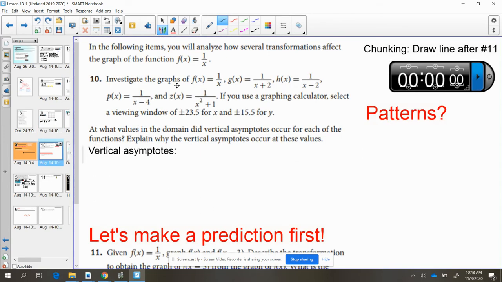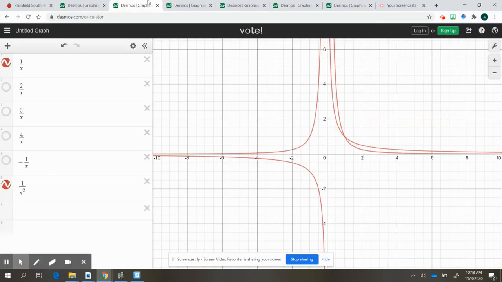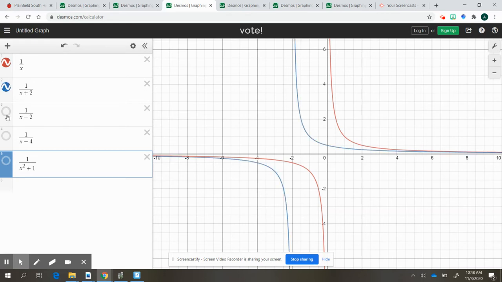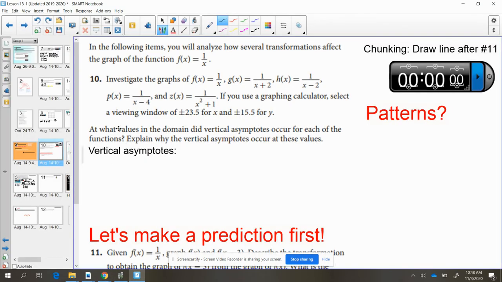Now, moving on from there, they're asking us to compare yet again some other graphs and see what we're noticing about these. So I again graphed these for us on another page so that we have all of these to compare. We have our original parent function, and then we have it compared to x over x plus 2. X minus 2 is now the green graph, x minus 4 in the denominator is the purple, and then we have the black graph.